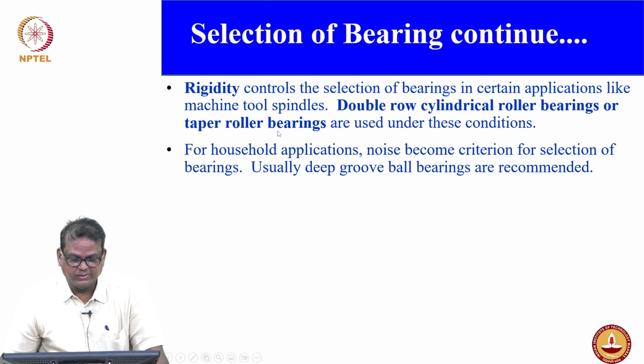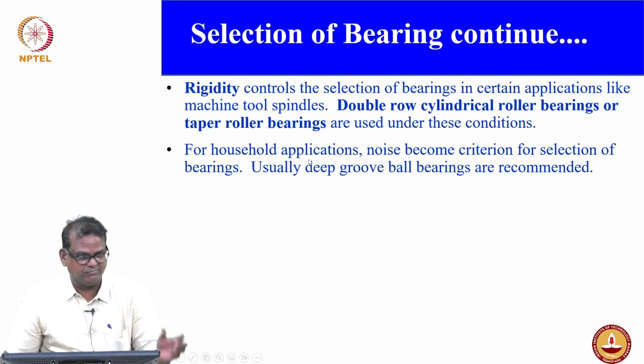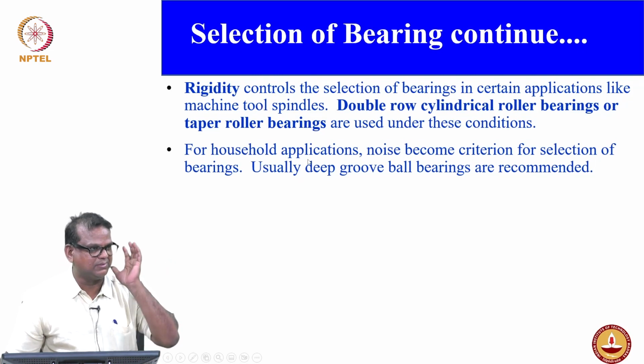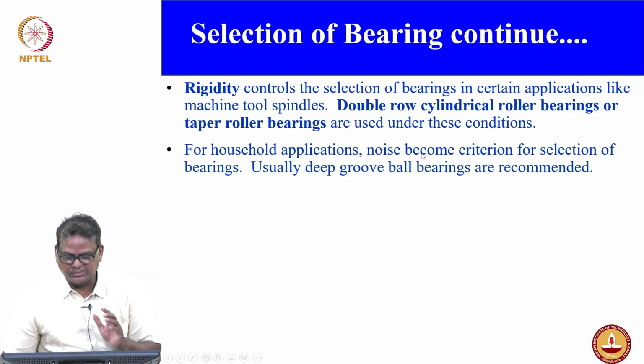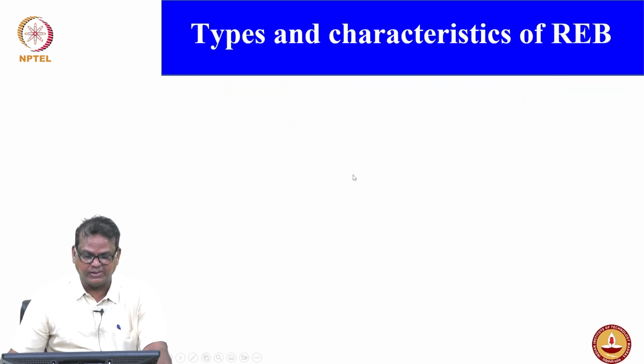Always look at the rigidity also. Rigidity controls the selection of bearings in certain applications like machine tool spindles. Double row cylindrical roller bearings or taper roller bearings are used under these conditions. For household applications, you can't have high noise, so noise becomes a criterion for selection of bearings. Usually you can use deep groove ball bearings for household applications.